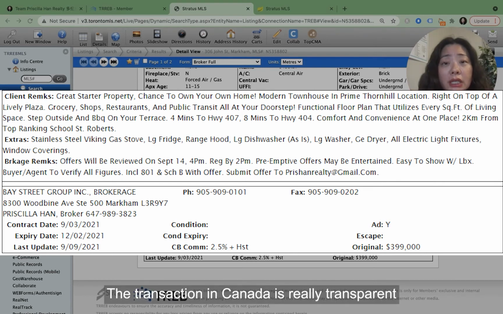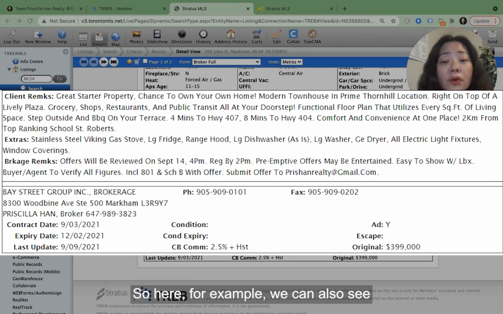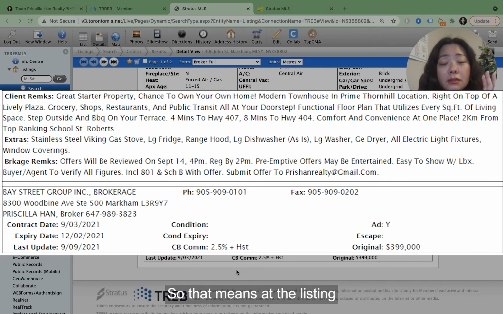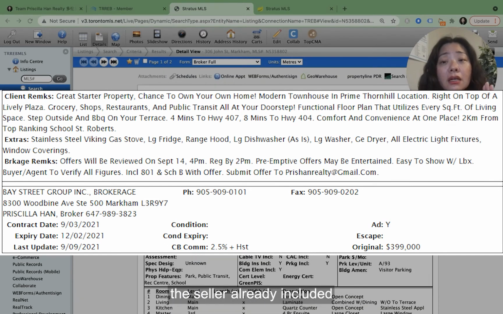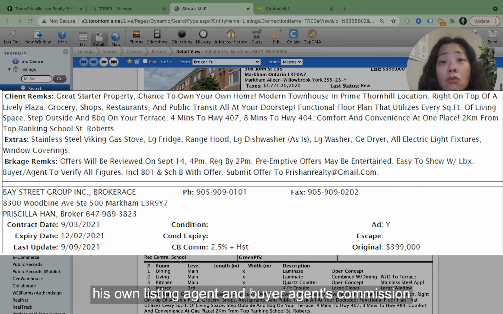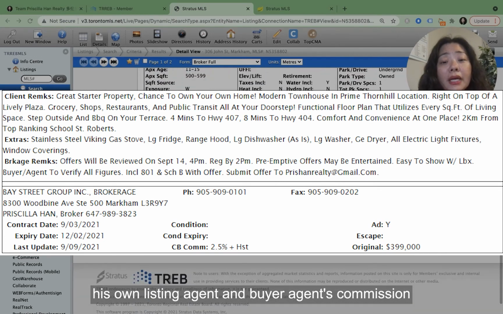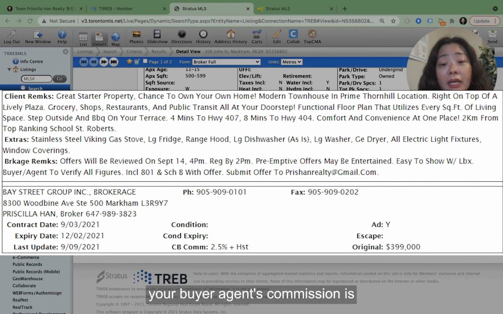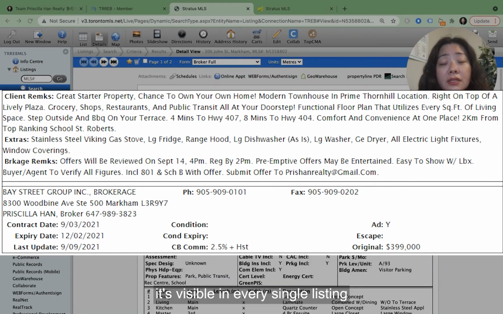The transaction in Canada is really transparent. So here, for example, we can also see CB commission. It means cooperating brokerage commission. That means at the listing, the seller already included in the selling price his own listing agent's and the buyer agent's commission. So you as the buyer do not need to pay anything in any format. Your buyer agent's commission is taken care of by the seller. So this information is also visible in every single listing.